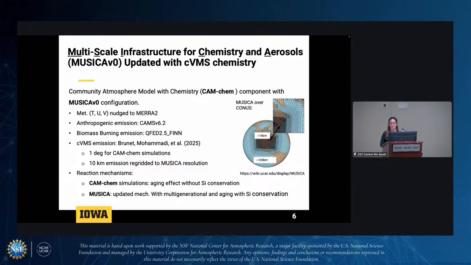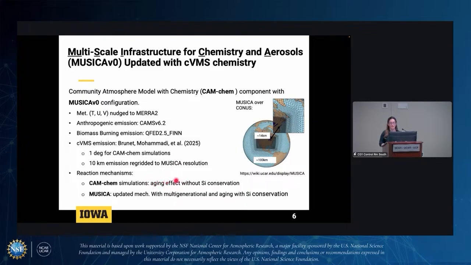We wanted to see a reasonable result for SOA with 1 degree resolution, and then we moved on to regridded MUSICA resolution with finer resolution. And we have 2 sets of reaction mechanism for CAM-Chem simulation. We wanted to see the SOA formation of D5 at the first step, and also we wanted to study the aging effect of aerosol.